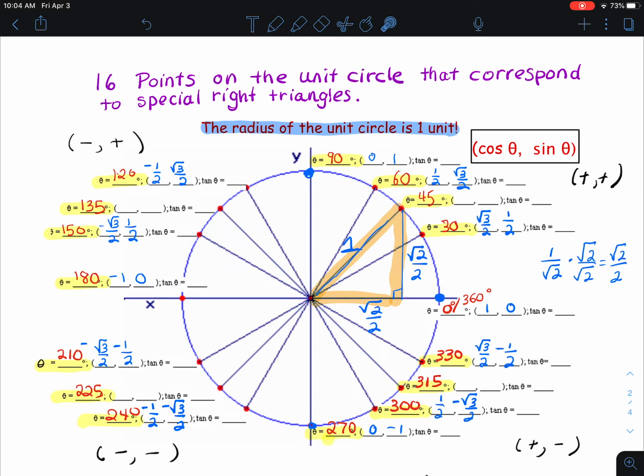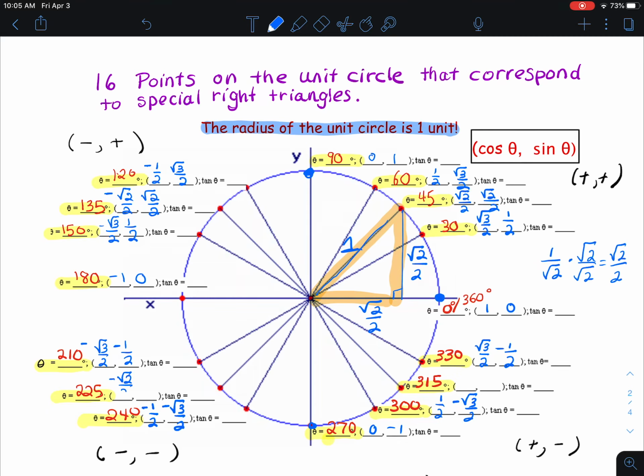Okay, so when I fill in the coordinates for 45 degrees, my x-coordinate is exactly the same number as the y-coordinate, at least for quadrant 1. Okay, when we reflect this 45-degree point over here into quadrant 2, it coincides with the 135. You're going to keep those, obviously, square root of 2 over 2 and square root of 2 over 2, but we're making the x-coordinate negative.